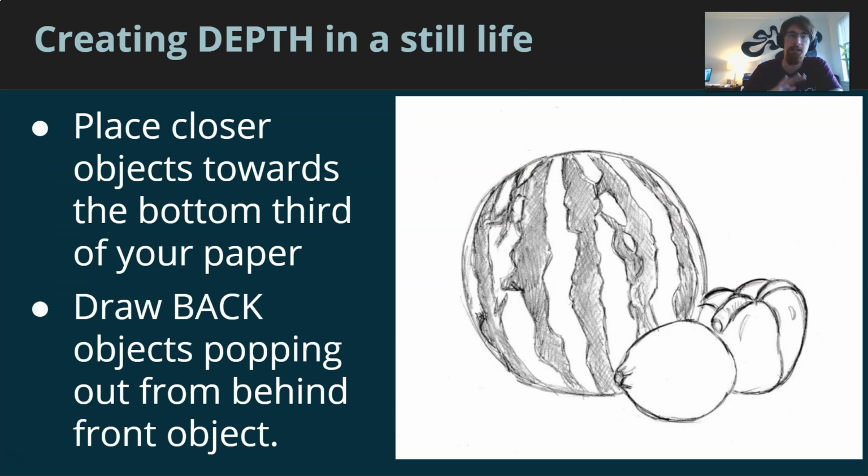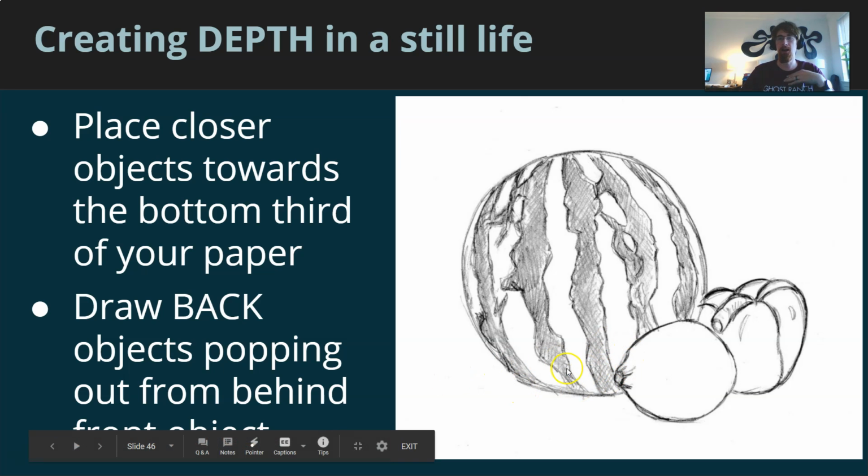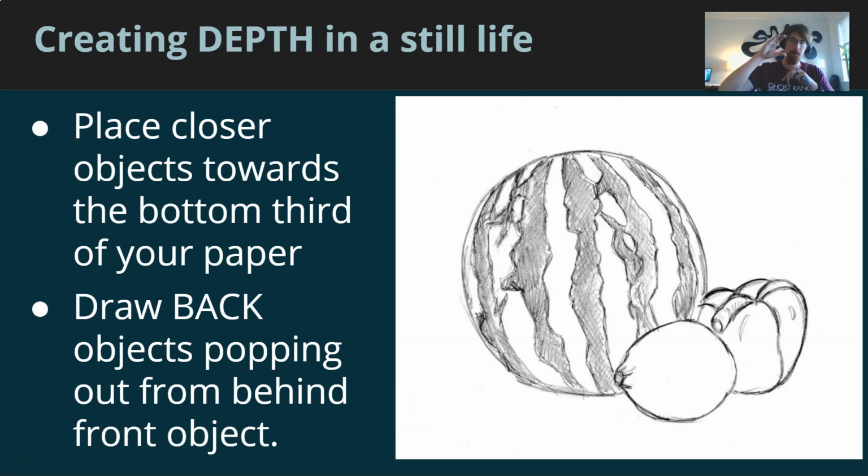So the key thing about placement, you want to draw closer objects towards the bottom third of your paper. You don't want to put the foreground elements of your still life up at the top, because then you're going to run out of room. Once you have those front objects set in the bottom third of your paper, then you can worry about popping out or intersecting or overlapping those shapes in the background.